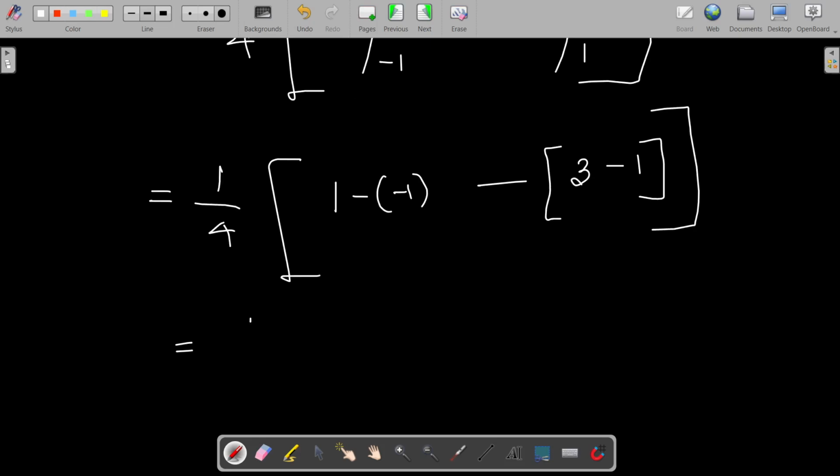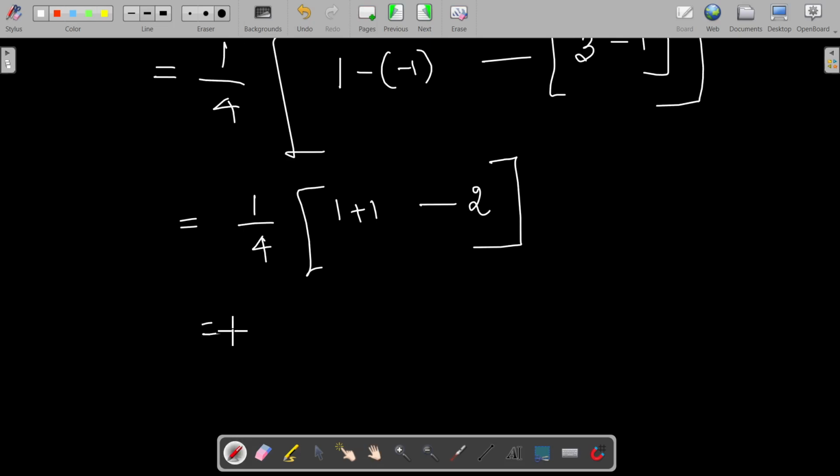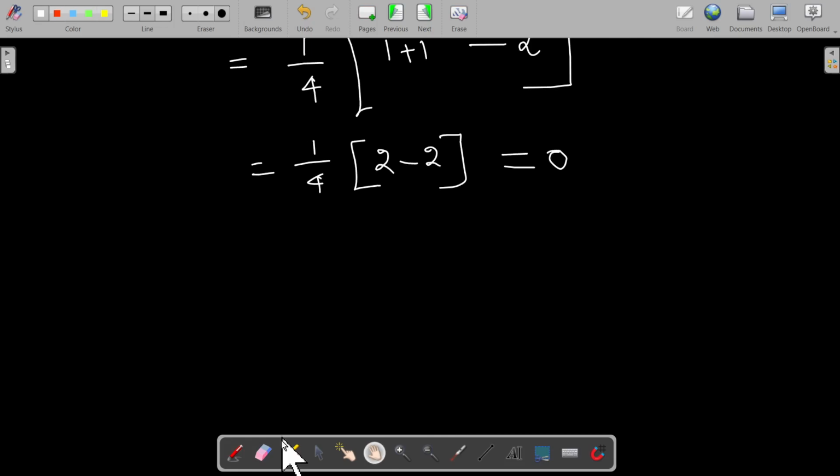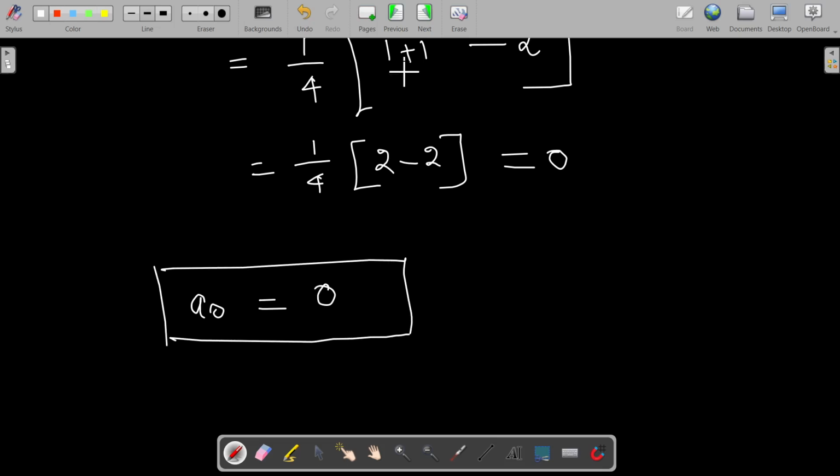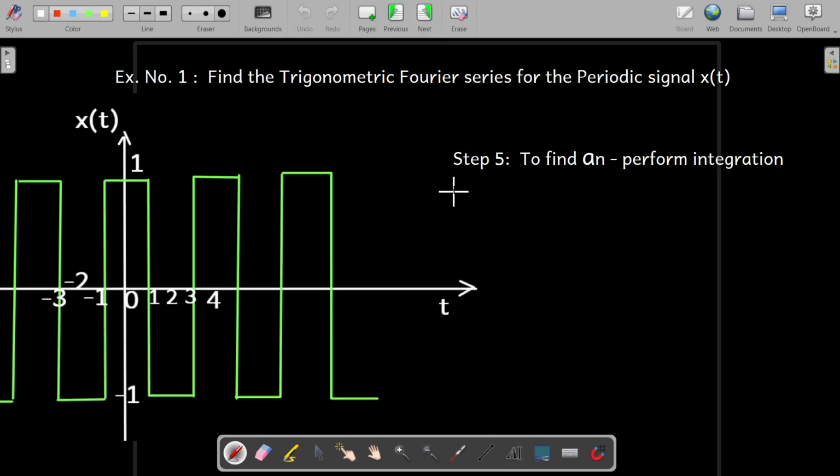So what happens here? It is 1 by 4. 1 minus of -1 is +1. Minus, 3 minus 1 is 2. So this is equal to 1 by 4 into 2 minus 2. So that is equal to 0. So we have evaluated the A naught, the DC constant value or the coefficient, that's the first term in the Fourier series, as 0. Okay, so we got one answer. Now we go for the next step.